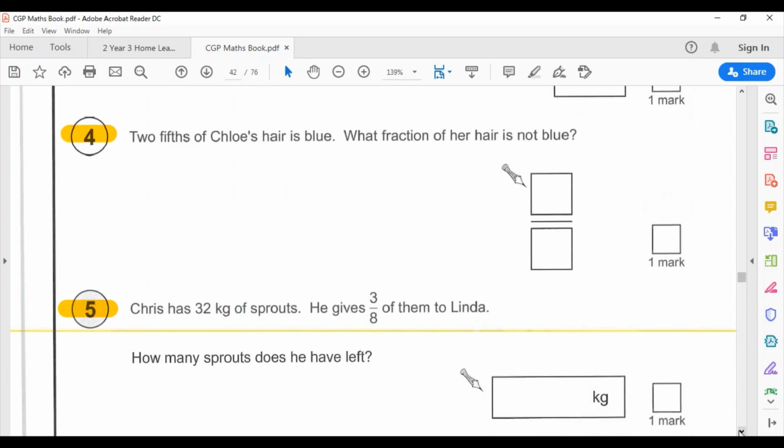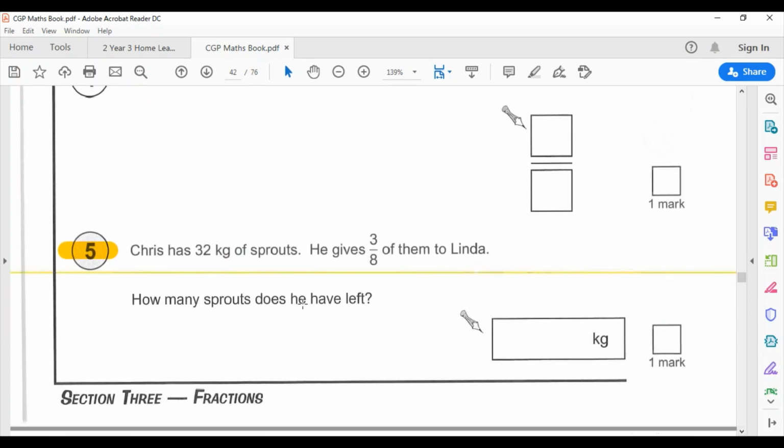Okay. Question 5. Chris has 32 kilograms of sprouts. He gives 3/8 of them to Linda. How many sprouts does he have left? So a bit like the problem at the top, you need to use the fraction rhyme to take 32, divide by the bottom, divide by 8, and then multiply your answer by 3, times by the top. And that will tell you how many sprouts he gives away. But the question is asking how many sprouts he has left.